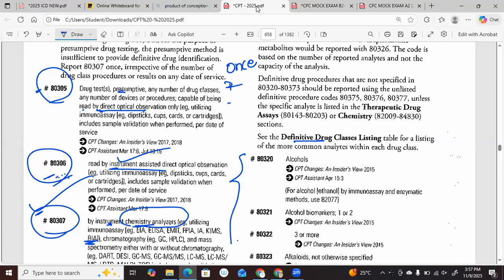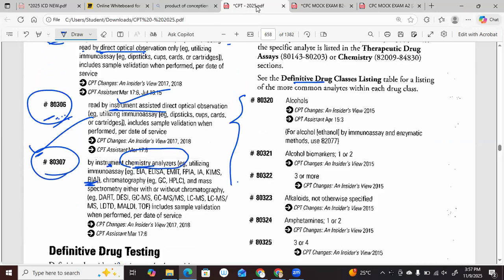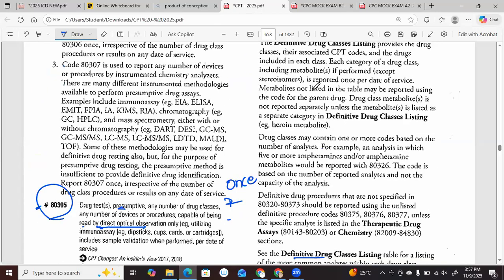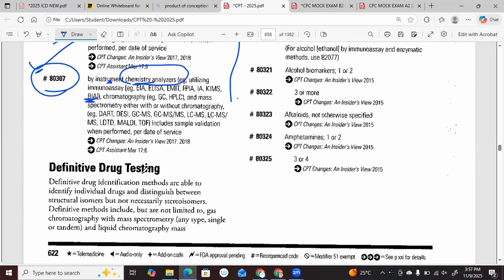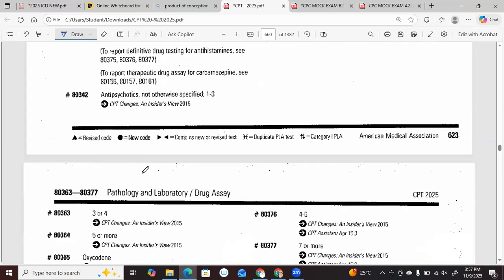Okay. So moving further, you have to remember you have to use this code only once based on the analyzer or instrument, irrespective of the number of drug classes. So if multiple drug classes have been done, still you are going to use only one. You are not going to use this code twice on the same date of service. So after the definitive drug class or therapeutic drug assays, we have the next section, evocative and suppression testing.